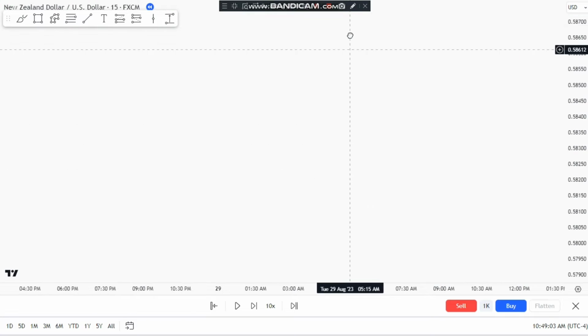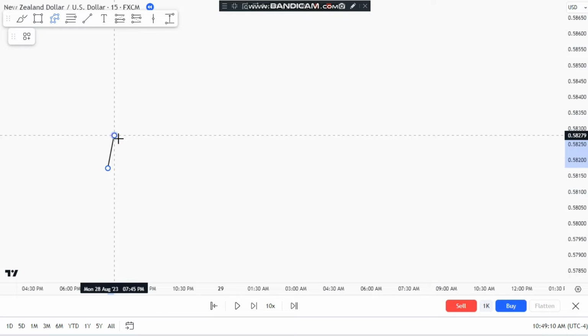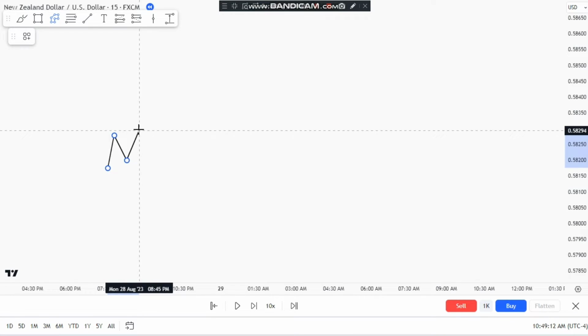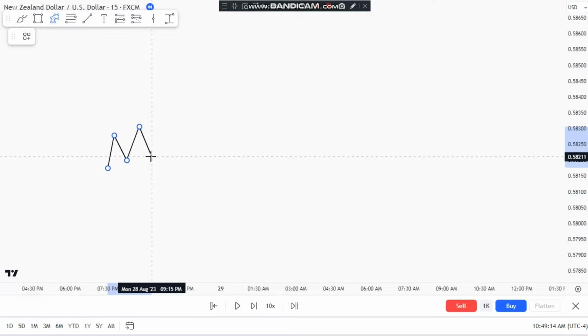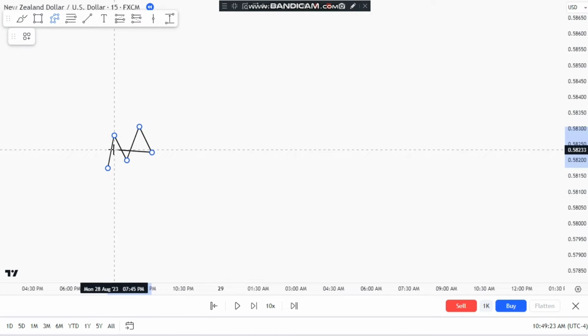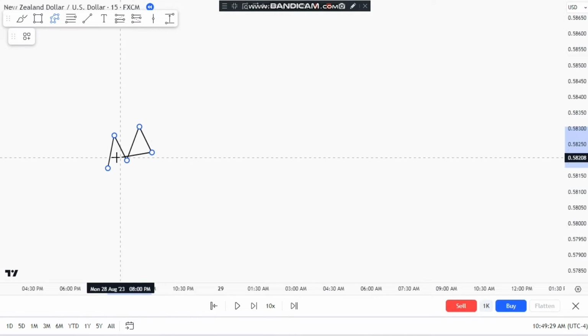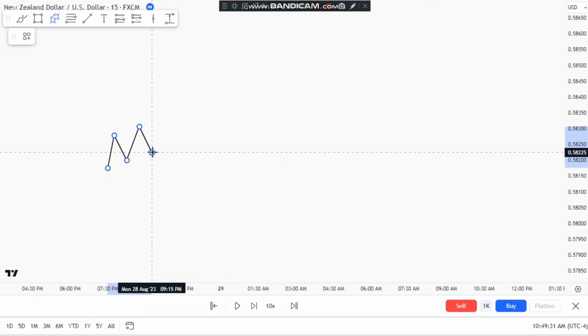What is the ICT Judas swing? In the ICT Judas swing, first we get an accumulation. In the Asian range, the price moves up and down, and then we enter the London session. I will explain in a moment the timings of the Asian session, the London session and the New York session, but first let's learn this. So this is the accumulation in the Asian session.